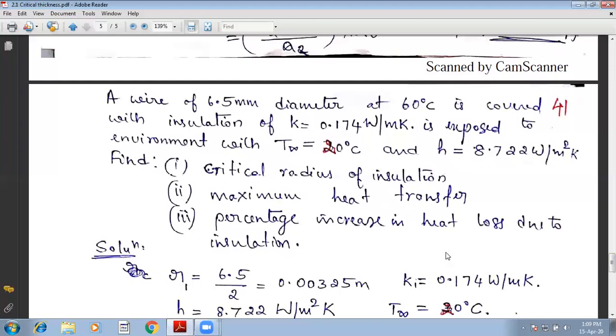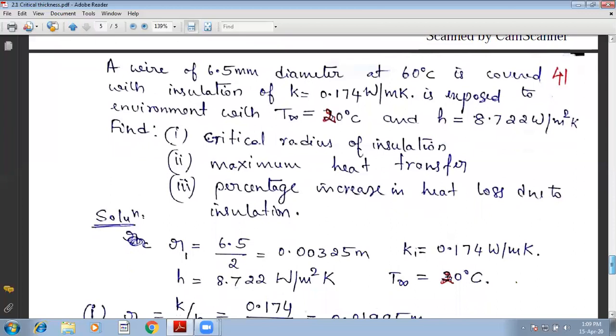Now this is the problem given. If you go by the given data, it is given that it is a wire. You can assume it to be a cylinder. It is having a diameter of 6.5 mm. If you consider the radius, it is 0.00325 meter. And this wire is covered with insulation whose thermal conductivity is 0.174.